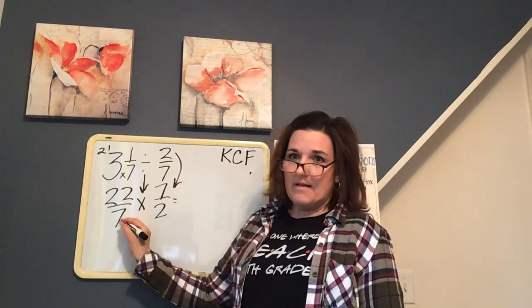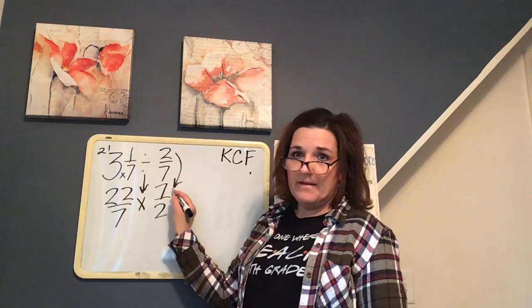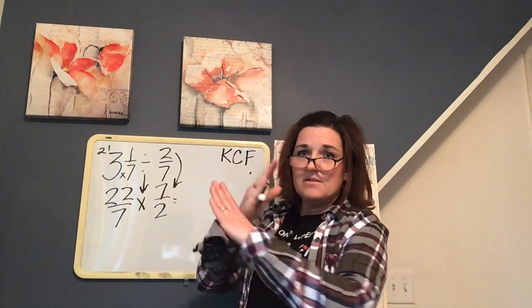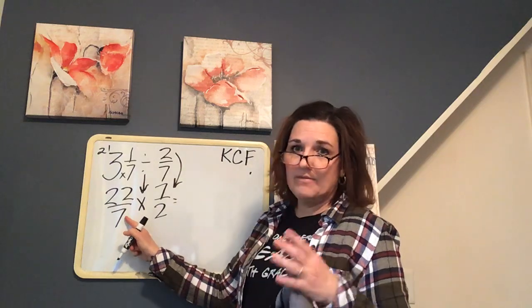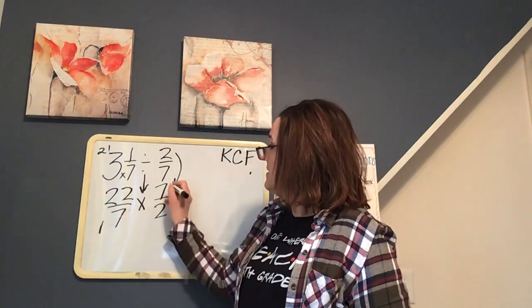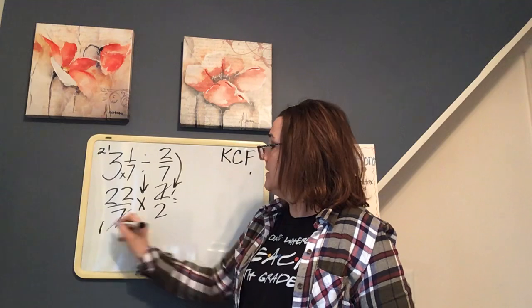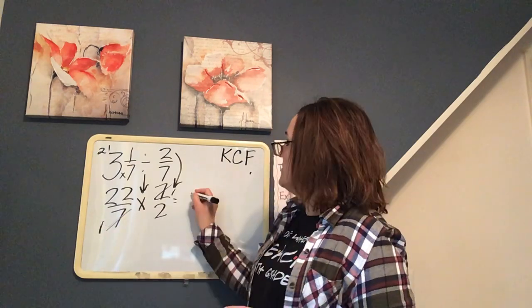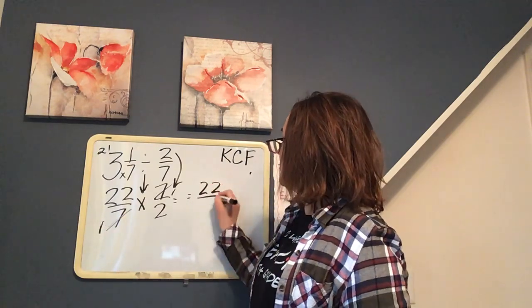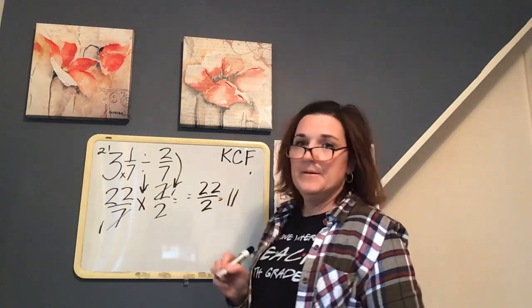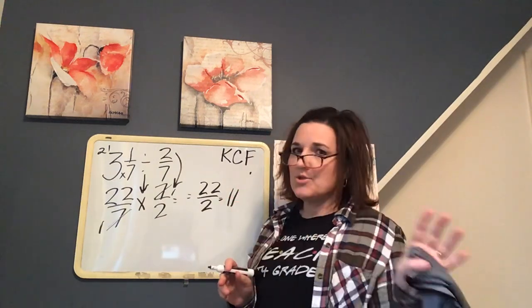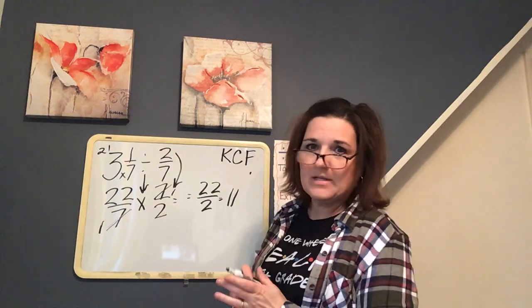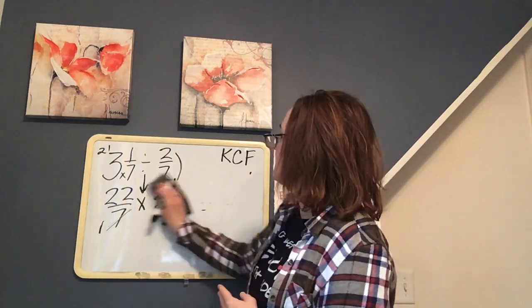See how this is a 7 and this is a 7? They can cross cancel. You're dividing. 7 goes into 7 one time. 7 goes into 7 one time. You have to have a common factor. So then this would be 22 over 2 would be 11. So if you don't want to do that, you don't have to. I'm only going to show a couple times, and it's okay if you don't want to do that.